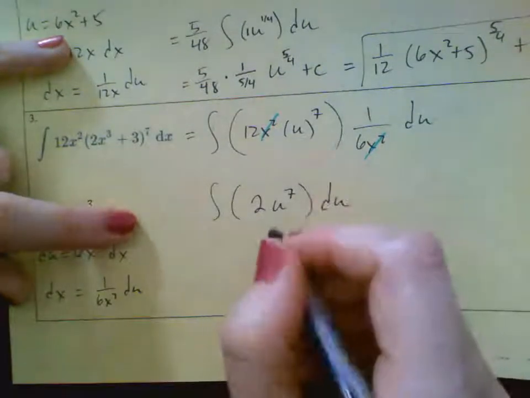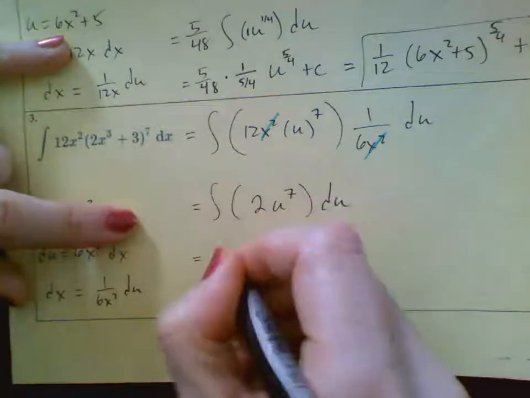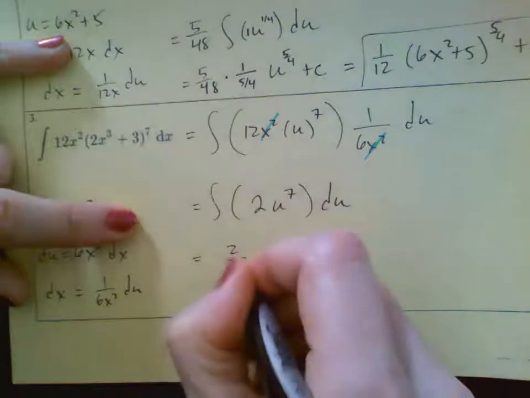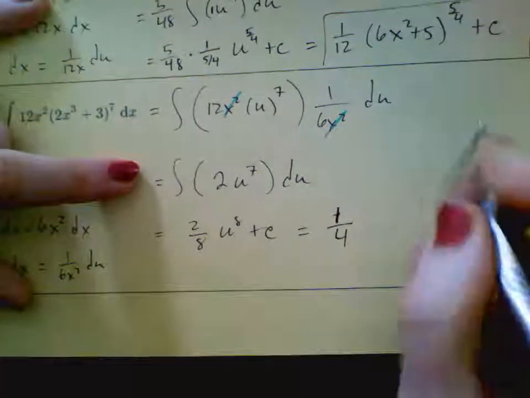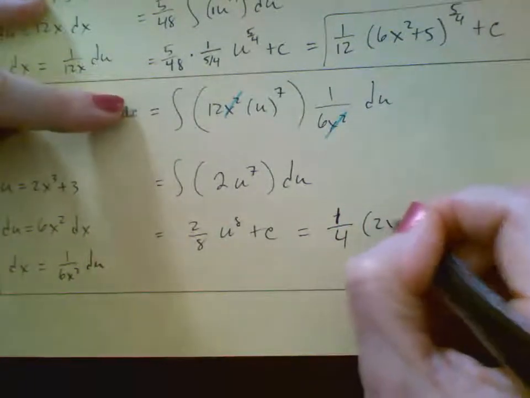Okay, so antiderivative time. I bring down the 2. 7 plus 1 is 8. u to the 8th plus c. 2/8 is a 4th. 1/4. And the u goes back in.